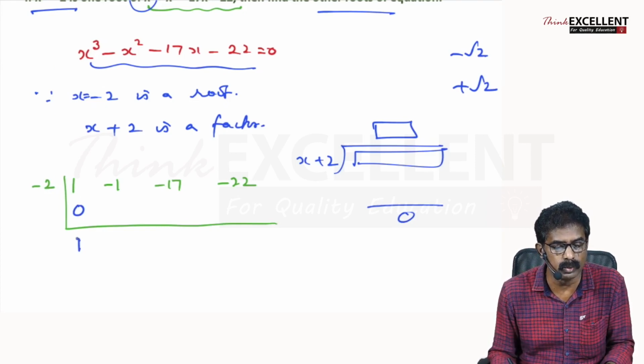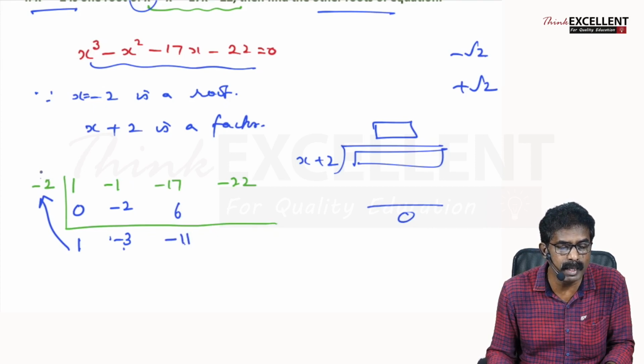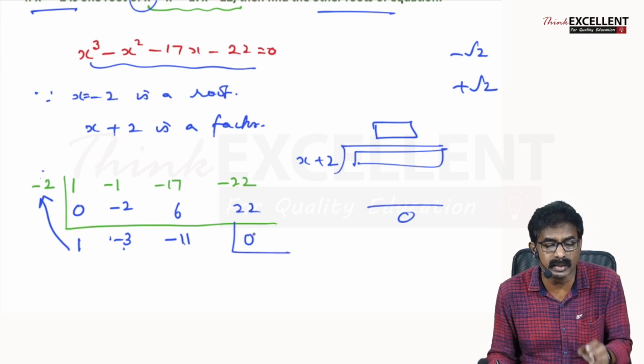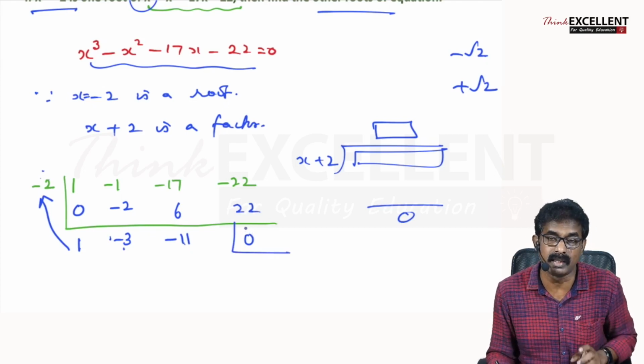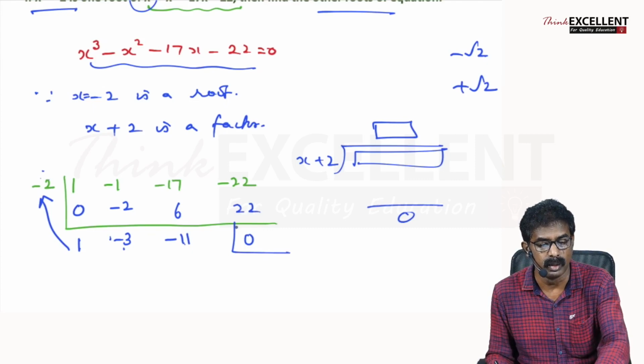1 into minus 2, you have to multiply these two, okay? So 1 into minus 2, it is minus 2. Add it, minus 3. Now minus 3 into minus 2, plus 6. Add it, you get minus 11. Now minus 11 into minus 2, minus into minus plus, 11 twos are 22. If you add, you get 0. You must get 0 because that one gives the remainder, right? Since it's a factor, remainder must be 0.